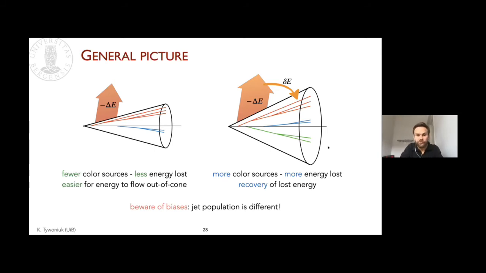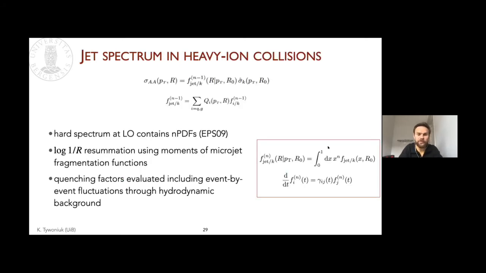The jet population between these two is quite different. So in other words, the characteristics, the spectra of all these different shapes of the jets that you can imagine are different. We have to be very careful and treat this consistently. So how do we do that? We again treat the spectrum as steeply falling. And in the end, our nucleus-nucleus spectrum, sigma AA, is schematically a medium-modified version of that microjet spectrum, F jet, times a hard cross section. So the hard cross section produces your parton at the scale pT and R zero. R zero is a big angle, of the order of one, so the scale is pT. And then you have this fragmentation into a microjet that lives on angular scale R, right?